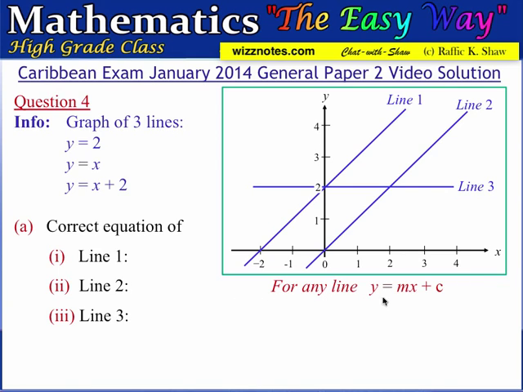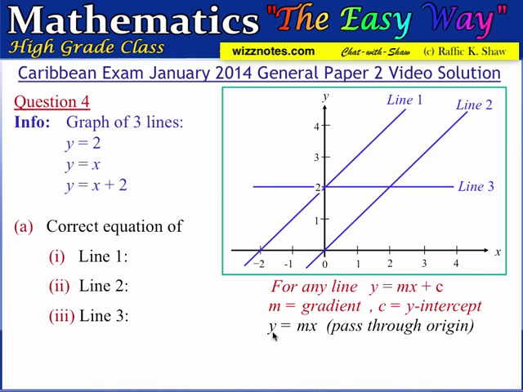If we look back at the standard form for the equation of a line, the equation of a line is of the form y equals mx plus c. And when the line is in the form y equals mx plus c, m is the gradient of the line, and c is the y-axis intercept of the line. Also, generally speaking, a line of the form y equals mx will pass through the origin, because in that case the c value is 0.